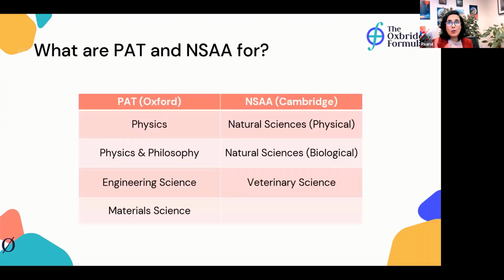Right, so what are the PAT and NSAA used for? In terms of courses, the PAT is used for physics and philosophy, engineering and material science at Oxford. And the NSAA is used for natural sciences and veterinary science at Cambridge. Natural sciences has two routes: the biological route and the physical route. What we're going to be talking about in this webinar is specifically the physical route.